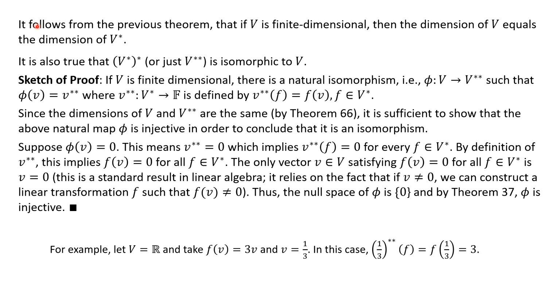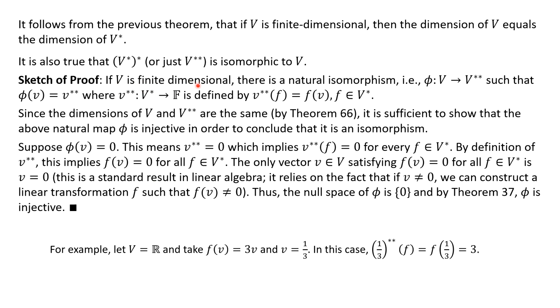It follows from the previous theorem that if V is finite dimensional, then the dimension of V equals the dimension of its dual space. That's because we showed that the number of basis vectors were the same for both V and the dual of V. We have another result. The dual of the dual, written this way or this way here, is isomorphic to the original vector space V. So I have a sketch of a proof here.